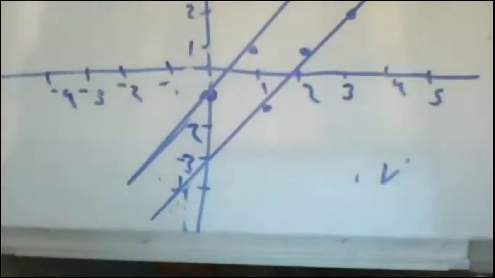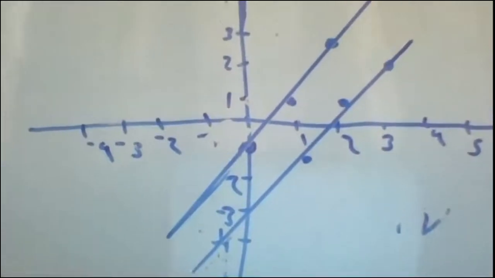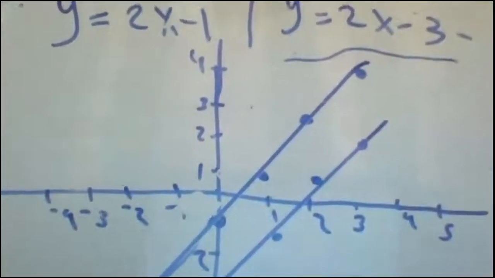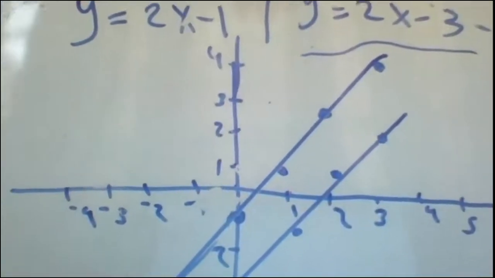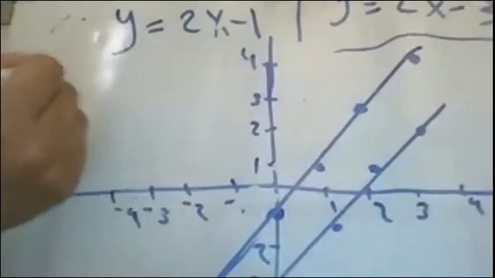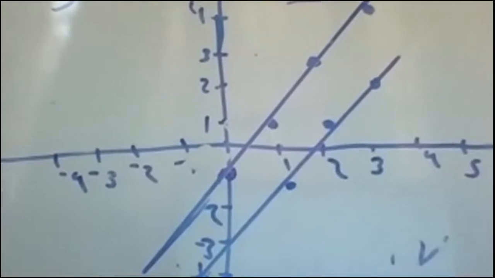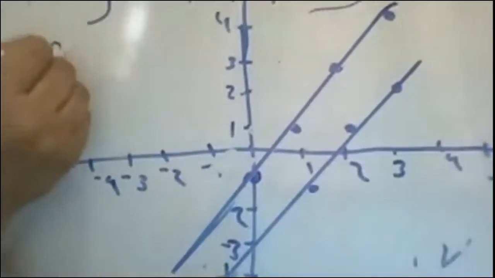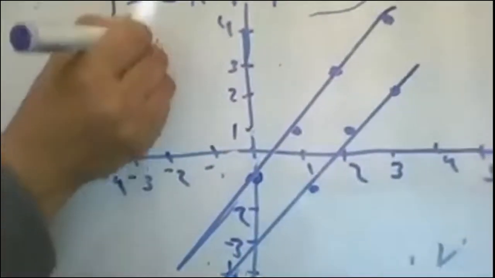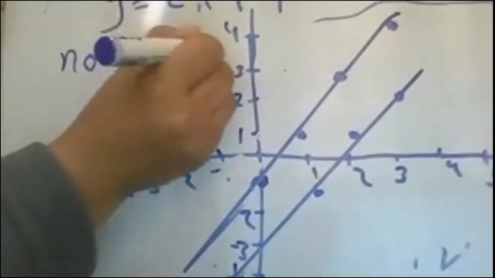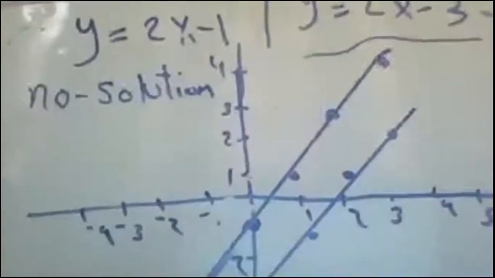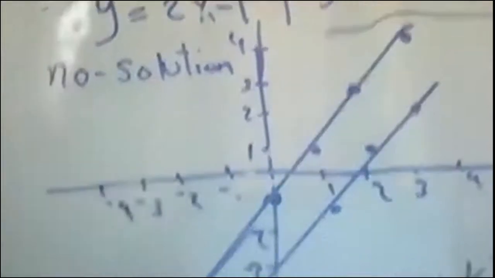What do you notice, grade 8? They never intersect. They are parallel. Yes. So this one, they will be parallel. How many solutions do we have? In this case, no solution. Why? Because they didn't intersect together.